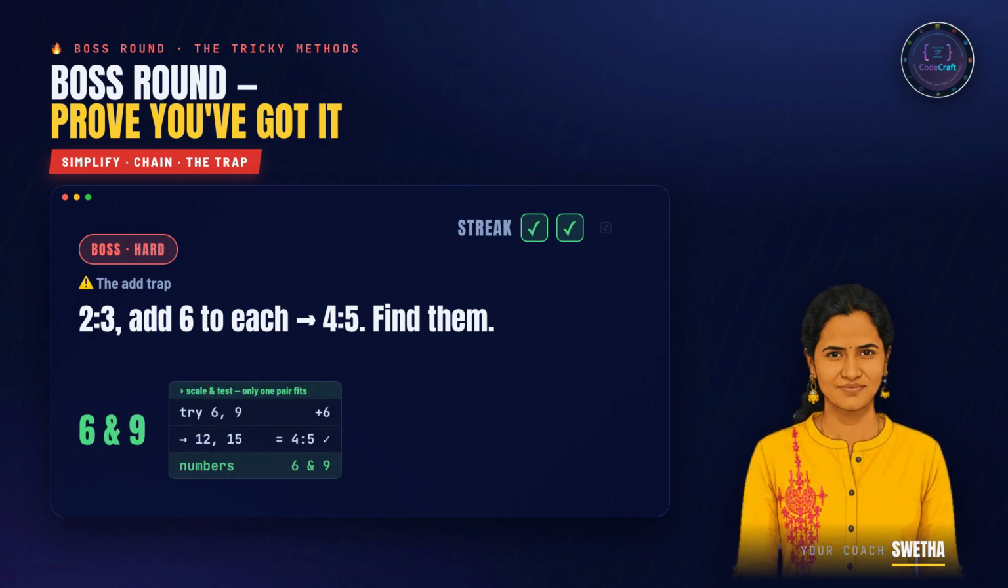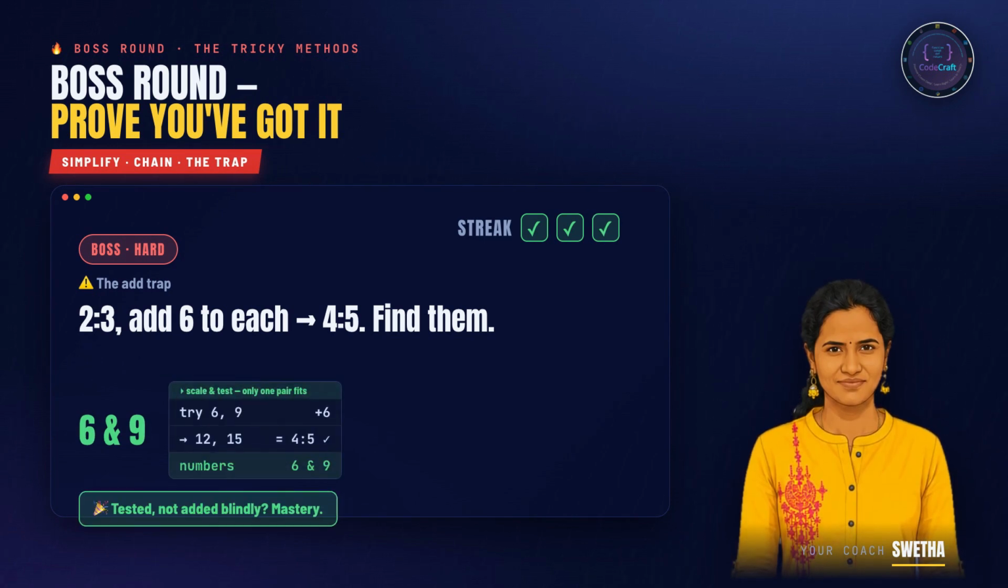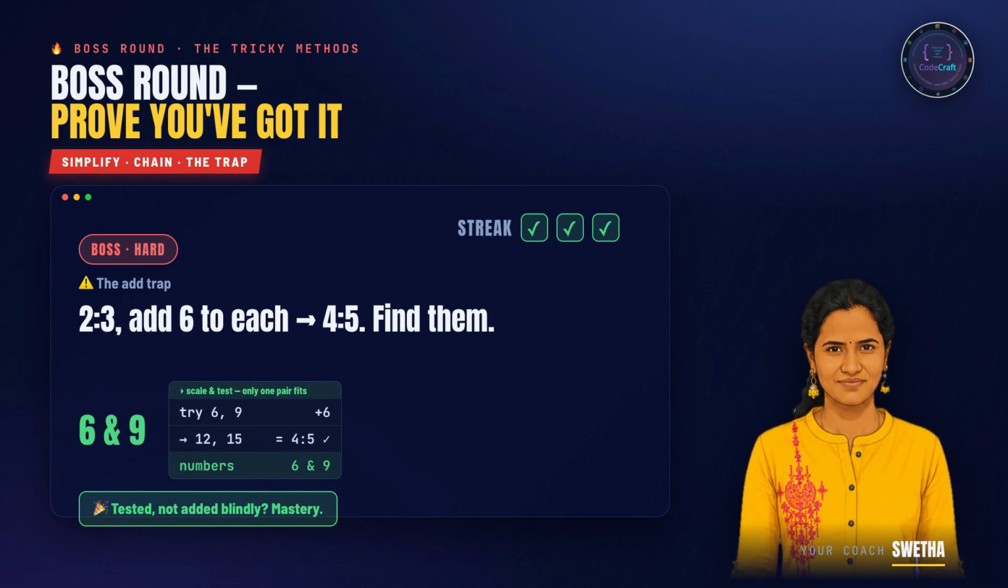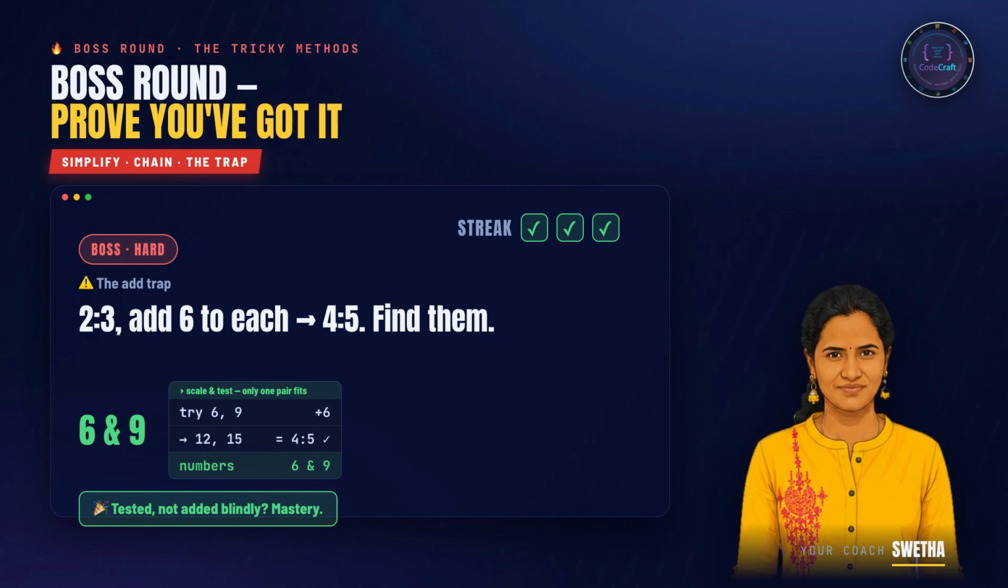Scale and test. Try 6 and 9. Add 6 to each. You get 12 and 15. And 12 to 15 is 4 to 5. There it is. The numbers were 6 and 9. If you crack that, you have mastered the trap.